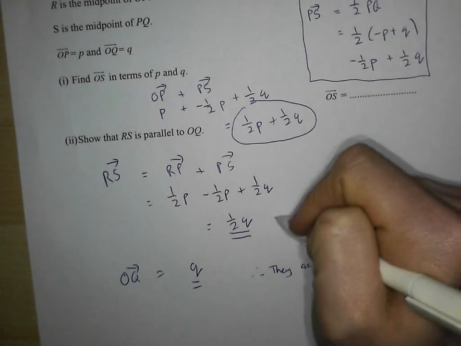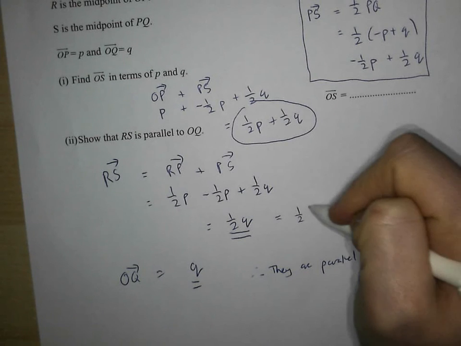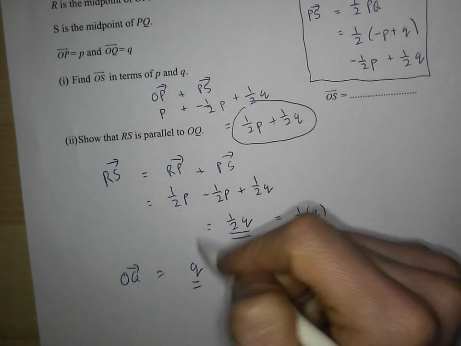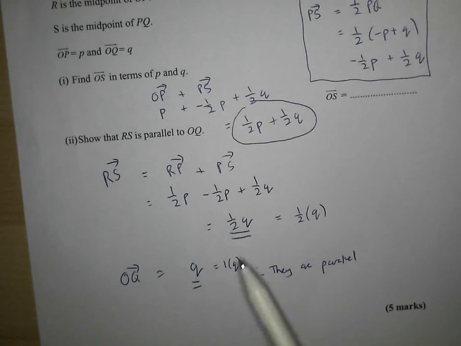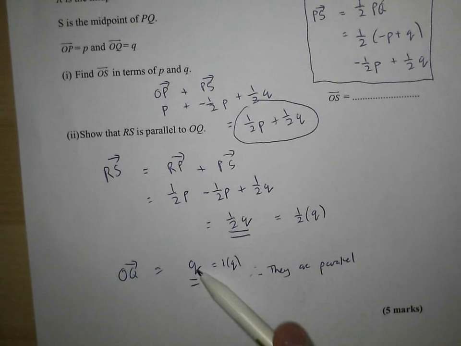Some people like to write this one as 1/2 brackets of Q, and show that that is kind of 1 bracket Q. But, I mean, flipping heck. Q and 1/2 Q, they're going in the same direction. They both got Q there. Just that one is twice as long as that one. Done and dusted. I'll take the marks. Thank you very much.